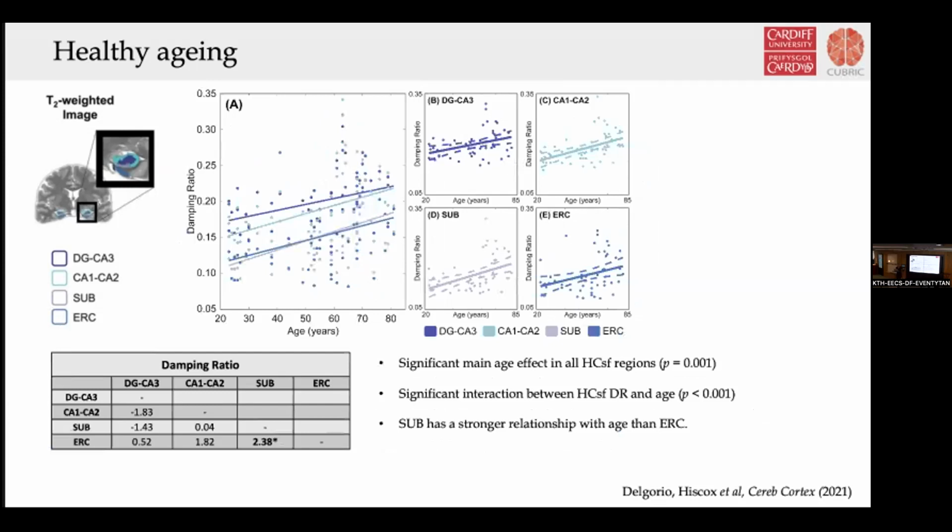Similarly, for the damping ratio or the viscosity parameter, there's a uniform increase in subfields indicating greater relative viscosity. And this is the first time actually in aging that we see this change in the viscosity parameter. Is this because with this high resolution approach, we are able to pinpoint very specific regional vulnerability?